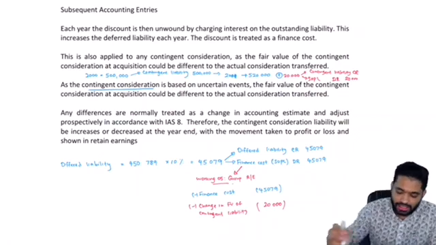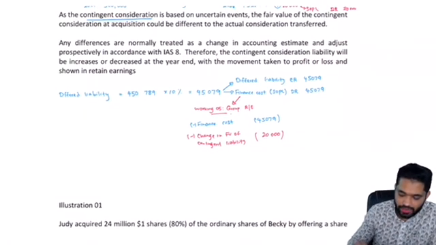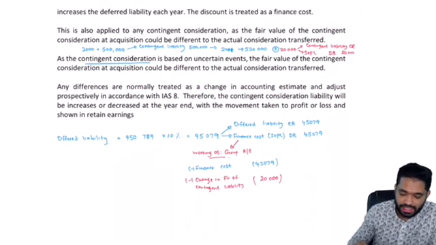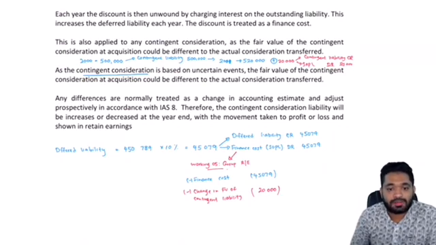So when you look at the investment in the subsidiary under this situation, the investment in the subsidiary is going to have the initial payment plus the contingent liability plus the deferred liability.